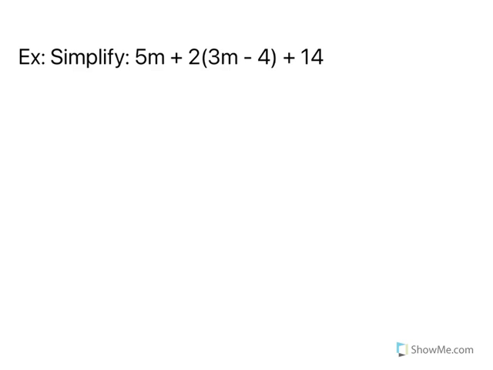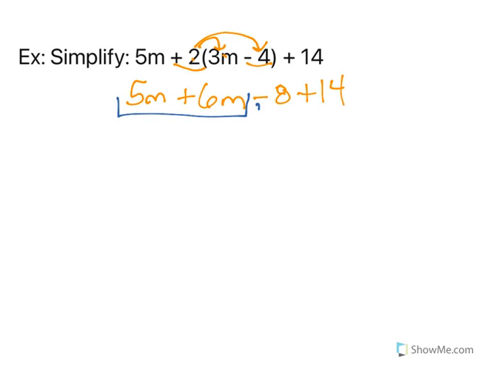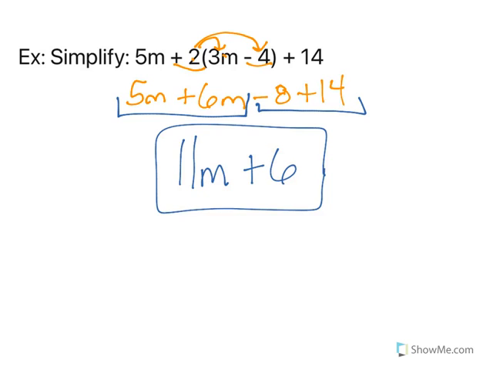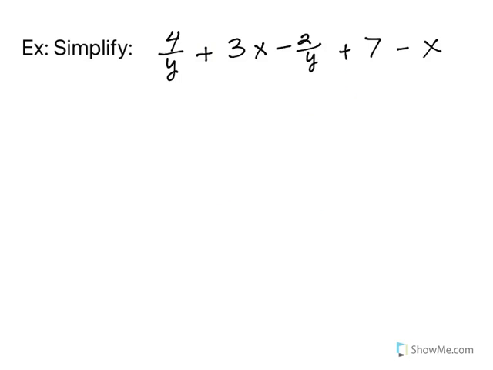Let's simplify 5m plus 2 times the quantity 3m minus 4 plus 14. Before we can combine like terms, we first have to distribute the 2. So our 5m will come down, and then 2 times 3m is 6m, and 2 times negative 4 is negative 8, plus 14. Now you can see I have 5m plus 6m, and then negative 8 plus 14. So 5 plus 6 is 11m. Negative 8 plus 14 is a positive 6. And there is my simplification.